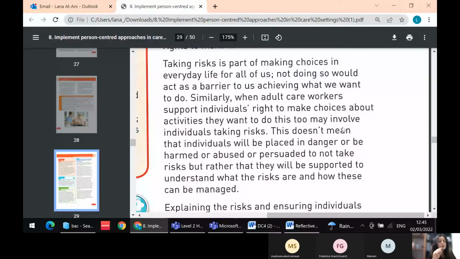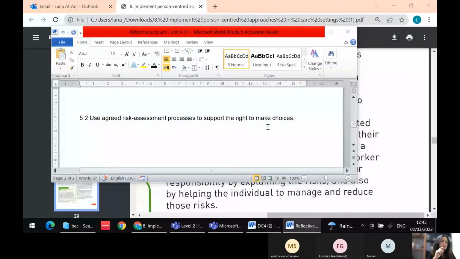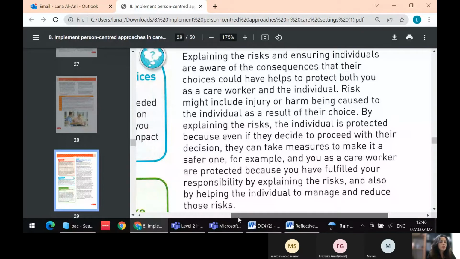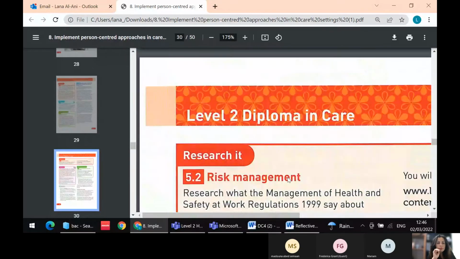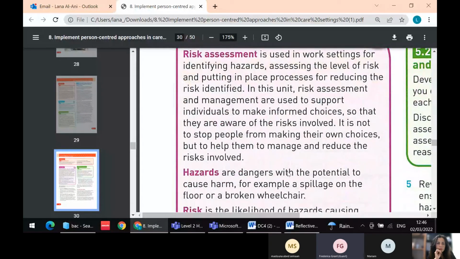So now, how do we do the risk assessment? Use agreed risk assessment process to support the right to make decisions. So you need to protect the person, you need to protect yourself when you give any example. And how did you make this risk assessment? Can you think about a way that you did the risk assessment? You do a risk assessment by speaking to the person and finding out their health needs, so that you know what the person's need is.